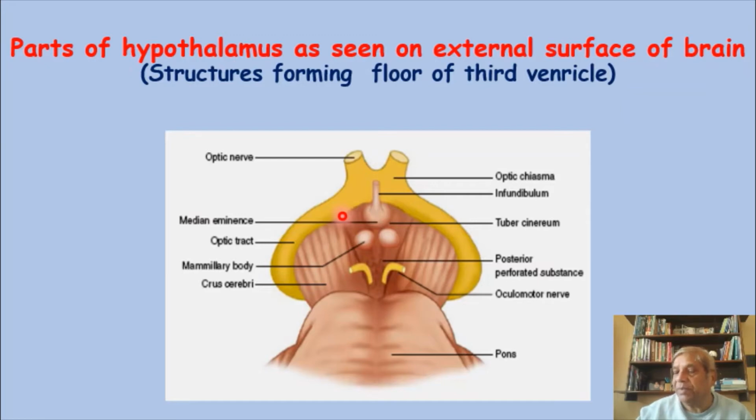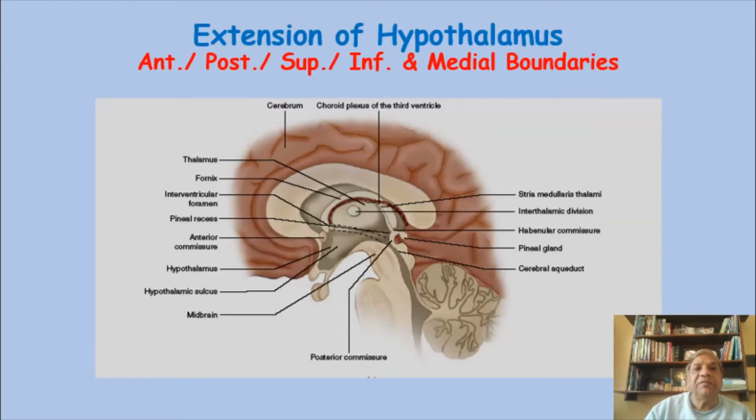This small area is the area of the hypothalamus which is visualized on the external surface of the brain. Otherwise, a major part of the hypothalamus and thalamus are both inside, on the right as well as on the left side. Let us move to the slide where we will see the extension of the hypothalamus and its boundary.